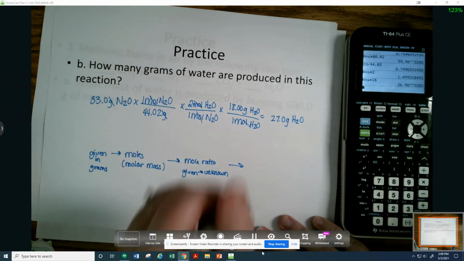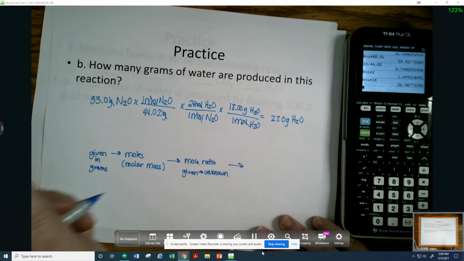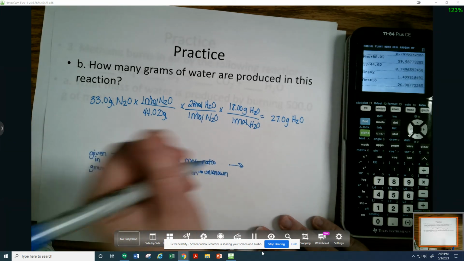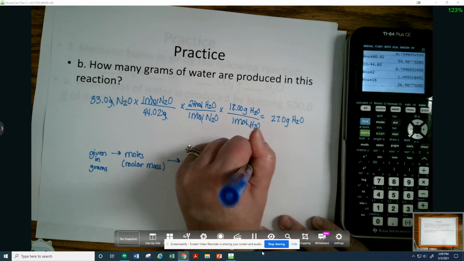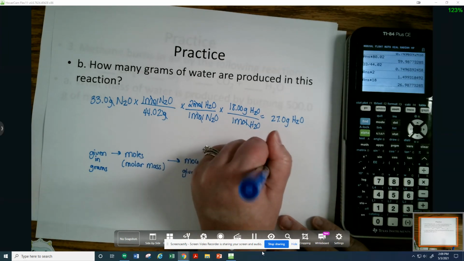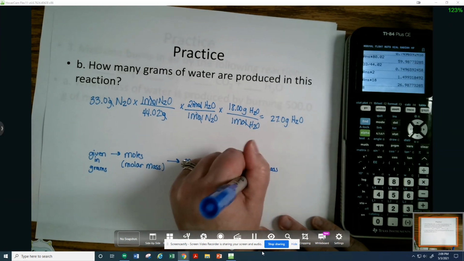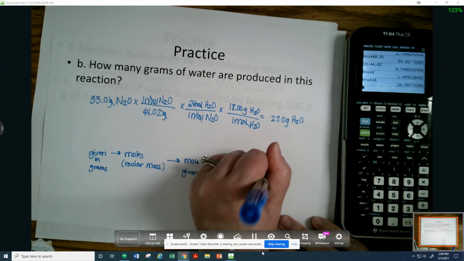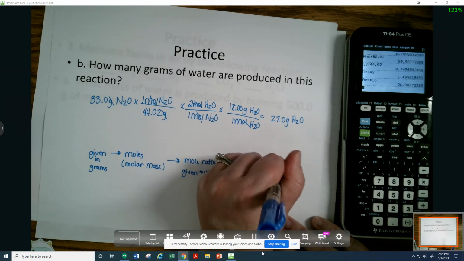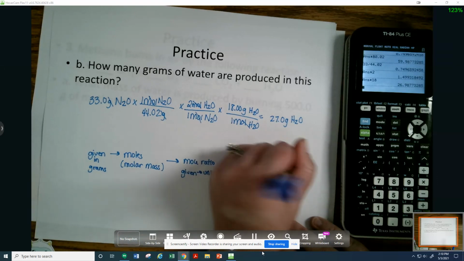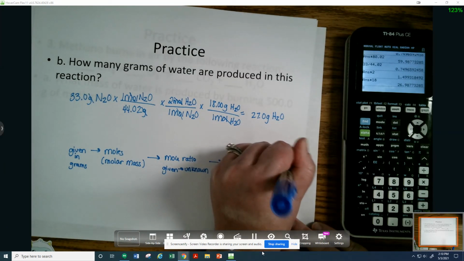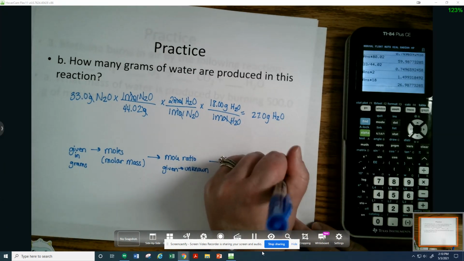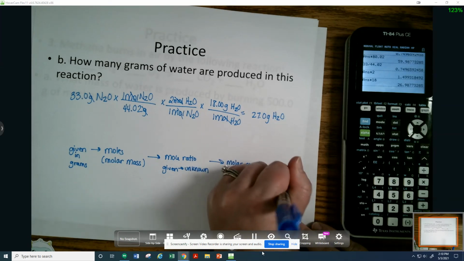So then you're going to solve for your, use molar mass of unknown. And that will result in your answer of grams of unknown.